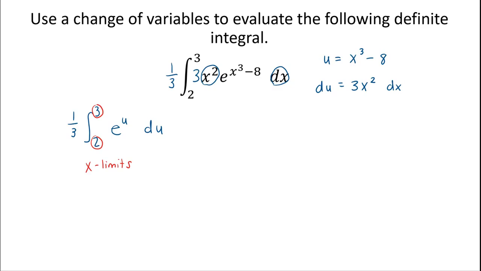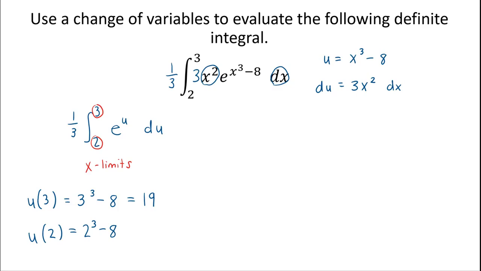Now, since we've changed our expression from x's to u's, we also need to change our limits of integration. The lower limit of 2 and the upper limit of 3 are x limits of integration. We need to change those to u limits. Since we defined u to be x cubed minus 8, let's evaluate u at the upper limit of 3. U of 3 will be 3 cubed minus 8, which equals 19. Now let's evaluate u at the lower limit of 2.